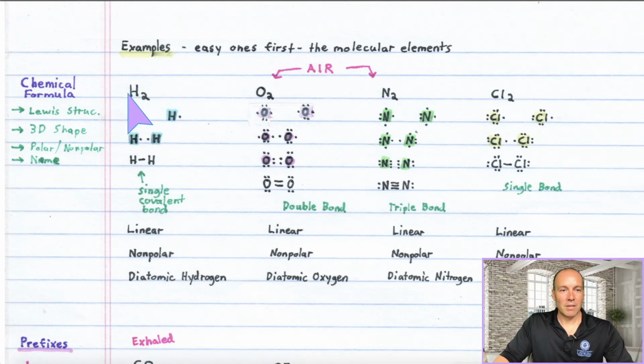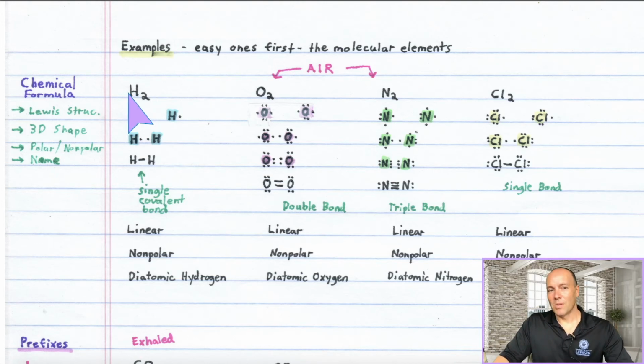So let's achieve the goal for these formulas. You remember what the goal is. Given a chemical formula, determine the Lewis structure of the molecule, determine the three-dimensional shape of the molecule, tell whether or not it's polar, and then finally name it.